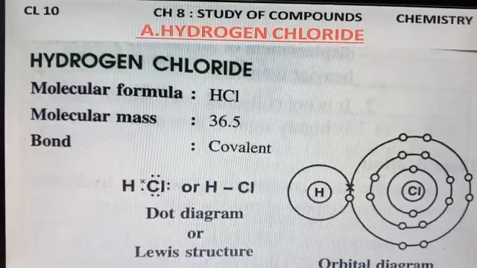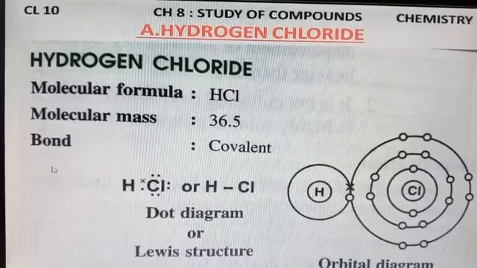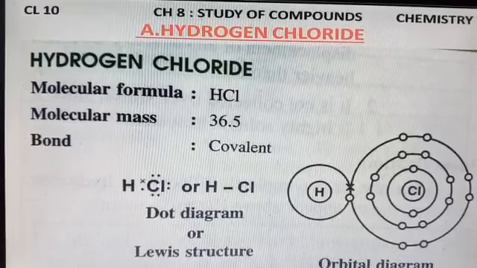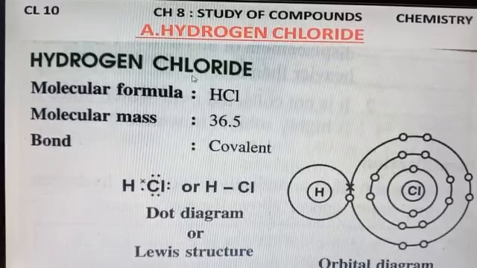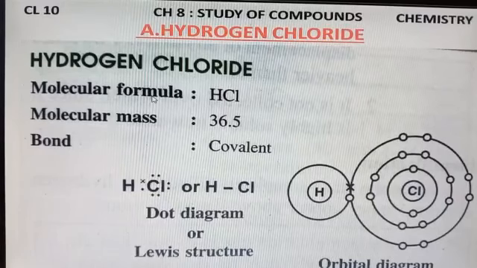Good morning, dear students. Today we'll be starting a new lesson, Study of Compounds, Chapter 8A, Hydrogen Chloride. You are very much familiar with the compound hydrogen chloride. What is the molecular formula for hydrogen chloride? HCl. So this is the molecular formula for hydrogen chloride.